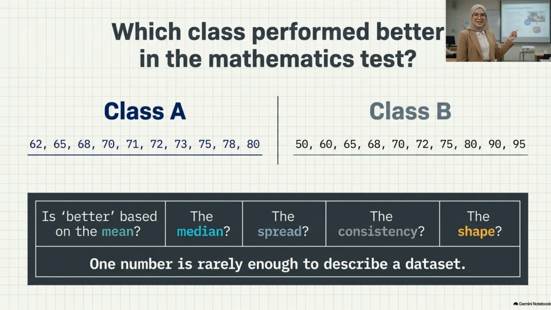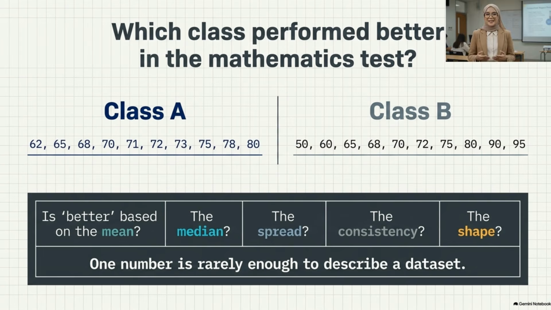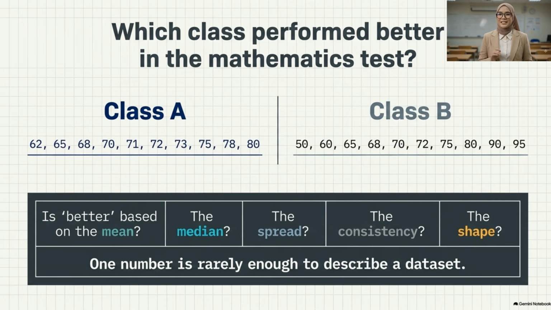As you can see from the slide, there are two classes here, Class A and Class B. When evaluating performance, like comparing two classes on a test, one single number is rarely enough. We must look at the mean, median, spread, consistency, and shape.